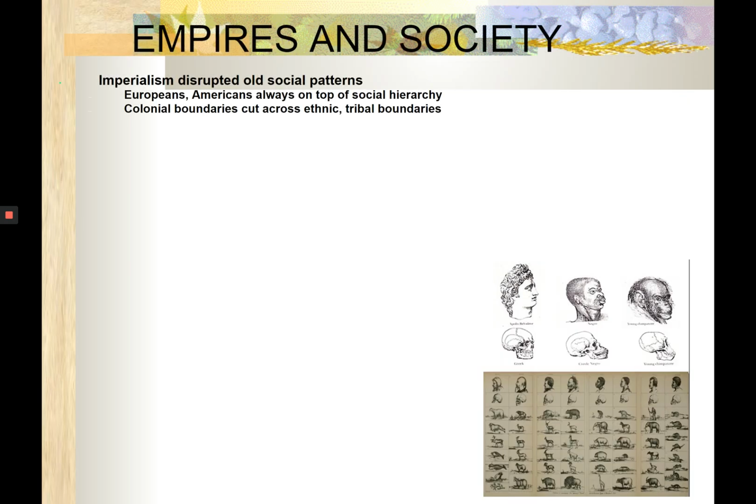So when we look at the cultural and social effects, new hierarchies were established. And under these new hierarchies, the Europeans or Americans were always at the top. And they tended to live in the capitals, and they created these capitals that become very similar to what they had back in Europe. They create European-style buildings. They bring in European culture because that's what they preferred.